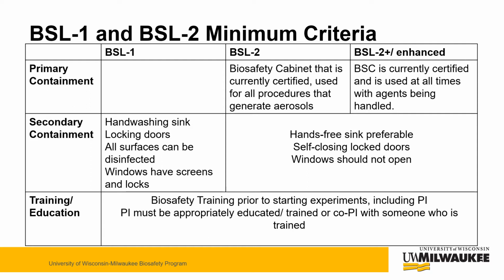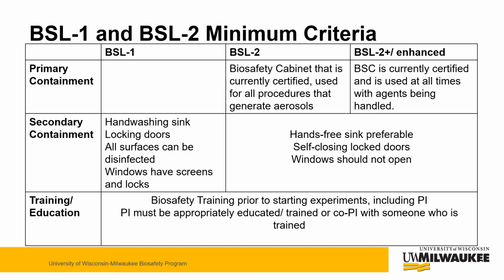Secondary containment in BSL-1 includes a sink for hand washing, locking doors, surfaces that are non-porous and able to be disinfected, and windows that have screens and locks. In BSL-2, in addition to the requirements of BSL-1, the sink is preferably hands-free, the doors are self-closing, and the windows should be sealed so they cannot open.